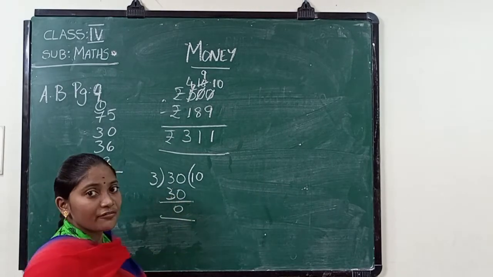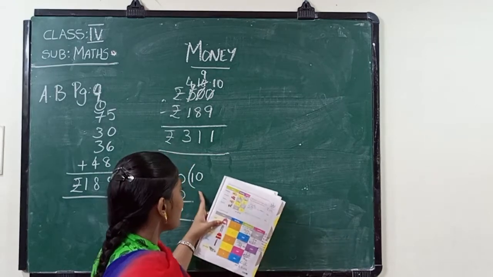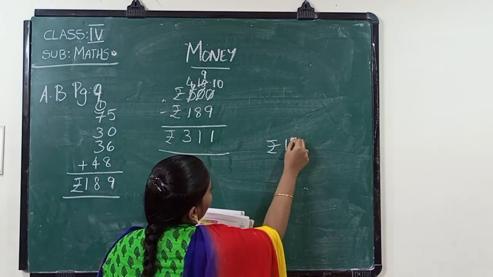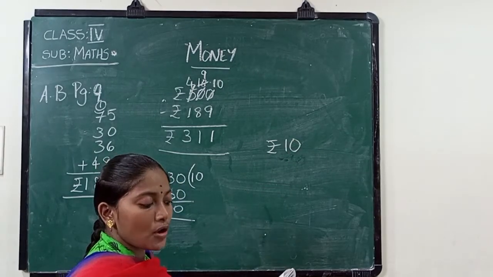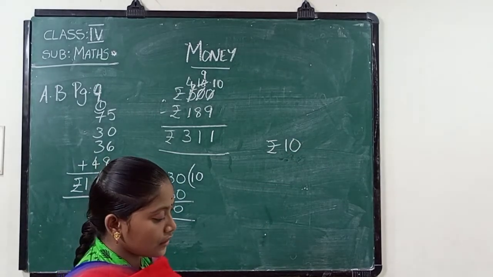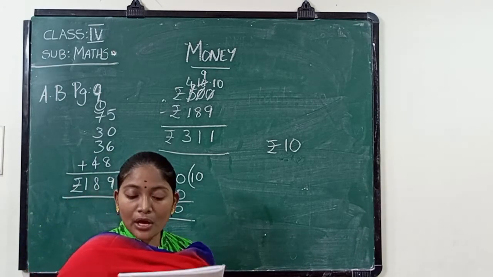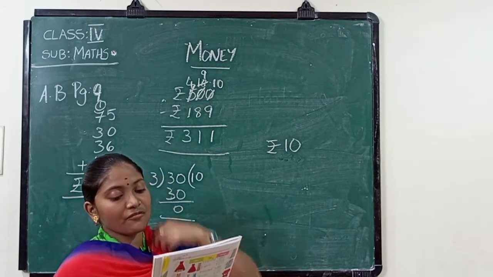So what is the cost of 1 kg tomatoes? 1 kg tomatoes cost is rupees 10. And the last one is, what is the cost of 1 kg potatoes? They gave here 2.5 kg potatoes are 75 rupees. Now what we have to find out is the cost of 1 kg potato?